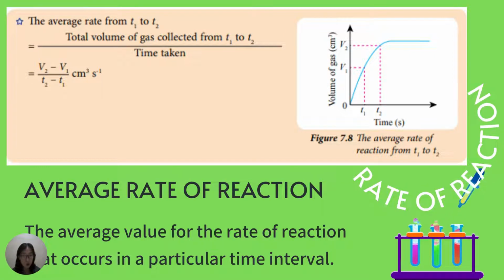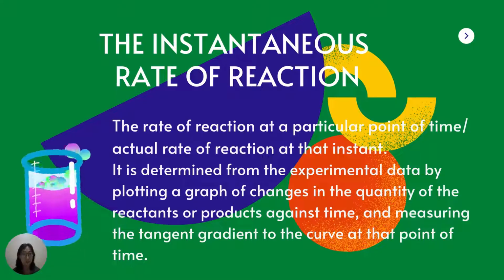So here, if you refer to Figure 7.8, the average rate of reaction from T1 to T2, T1 is labeled on the x-axis, such as the time, which is in the unit of second, whereas the volume of gas is on the y-axis. Here, V2 and V1 are already labeled. So for you to get the average rate for T1 to T2, you have to use V2 subtract V1 divided by T2 subtract T1, and in the unit of centimeter cube per second. Do remember to put in your units of measurement.